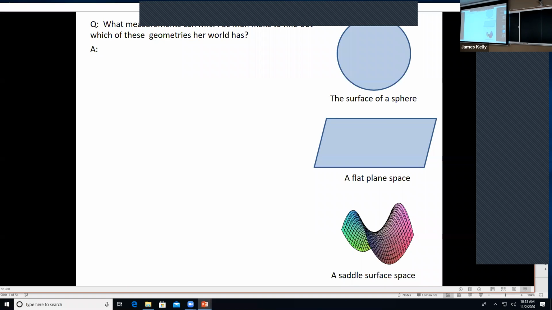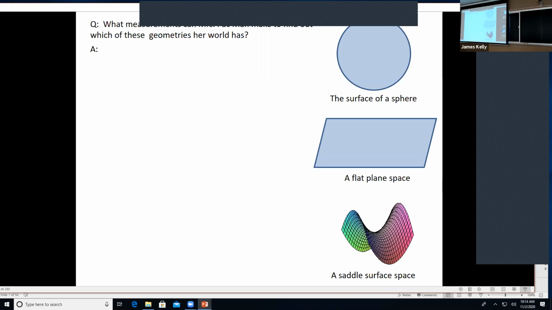Okay, so the question I want to address now is 3 different answers to what sort of measurements can Mrs. Pac-Man make to find out which of these geometries her world has. So we're going to compare Mrs. Pac-Man moving along the surface of a sphere versus a flat plane versus a saddle surface space. Saddle surface space is sort of like the shape of a Pringles potato chip, if you know what that is, or the shape of a saddle on a horse.